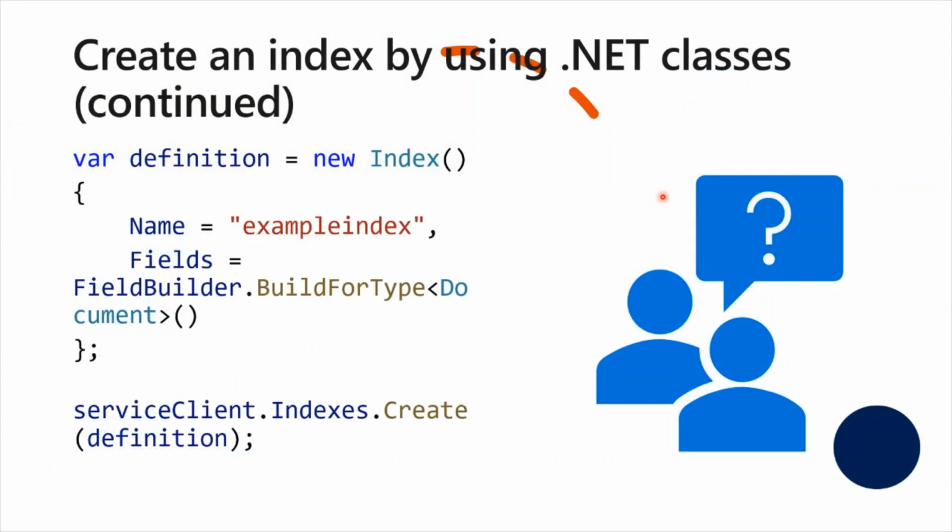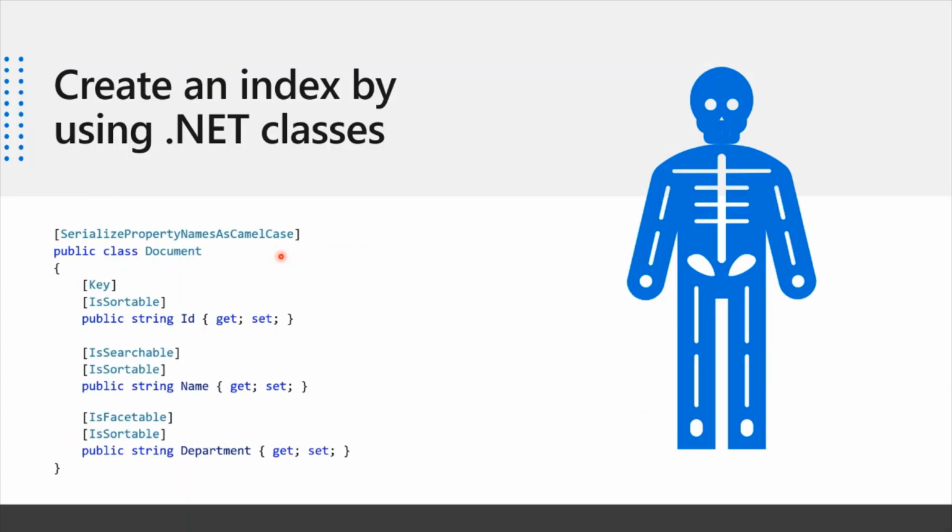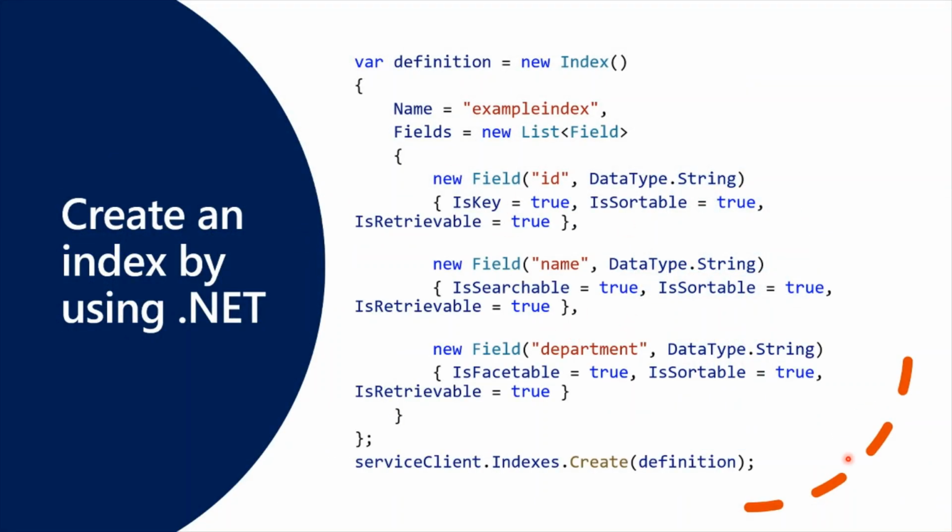So, create an index by using .NET classes, the same way: definition, new index, name, example index, fields, field builder, field type of document, and you just create it. So very short, right? Not like this one, very big and repetitive.